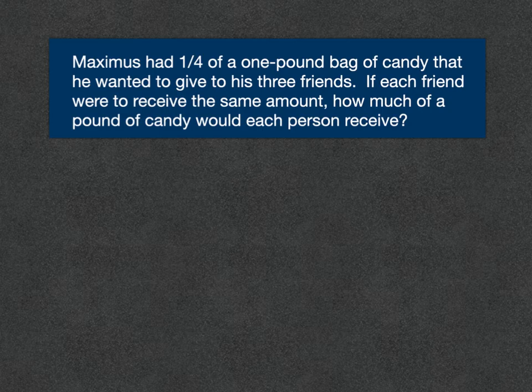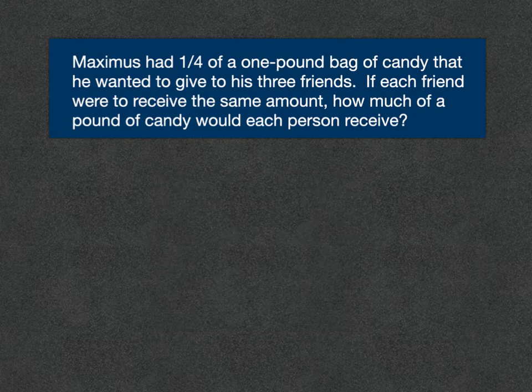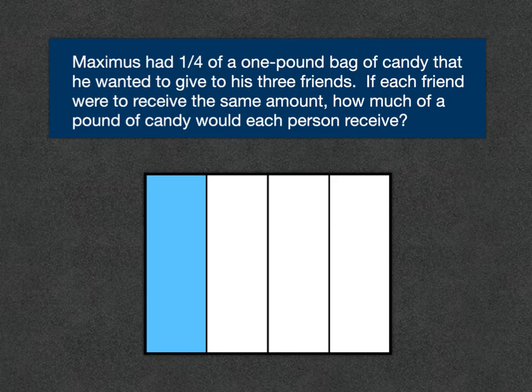I would like to start at the beginning, with a 1-pound bag of candy. Well, not a whole pound. I guess Maximus let his sweet tooth get the best of him. For this problem, we're only starting with 1/4 of a bag of candy. As you can see, 1/4 of this box is shaded in blue.